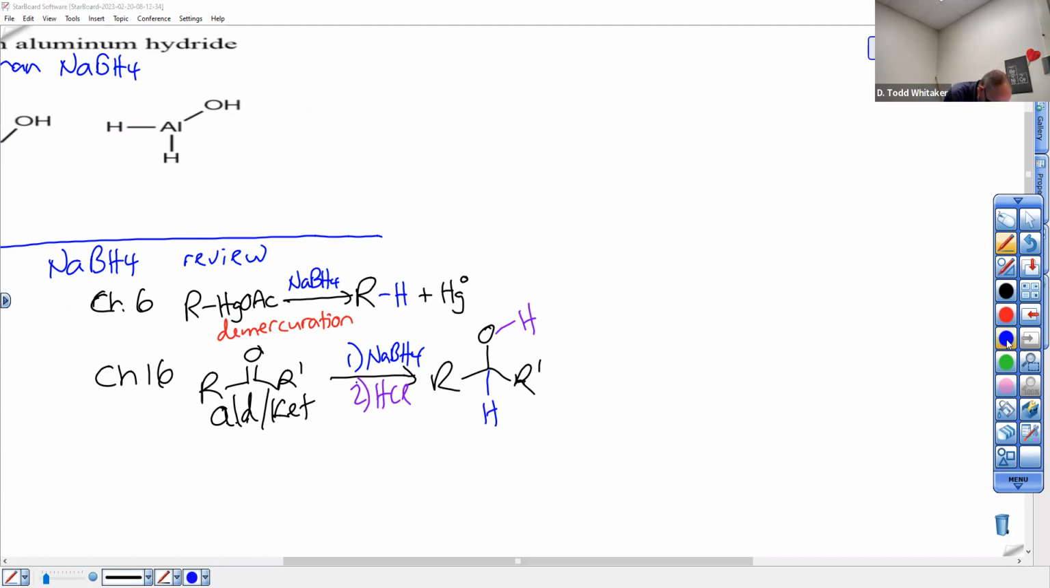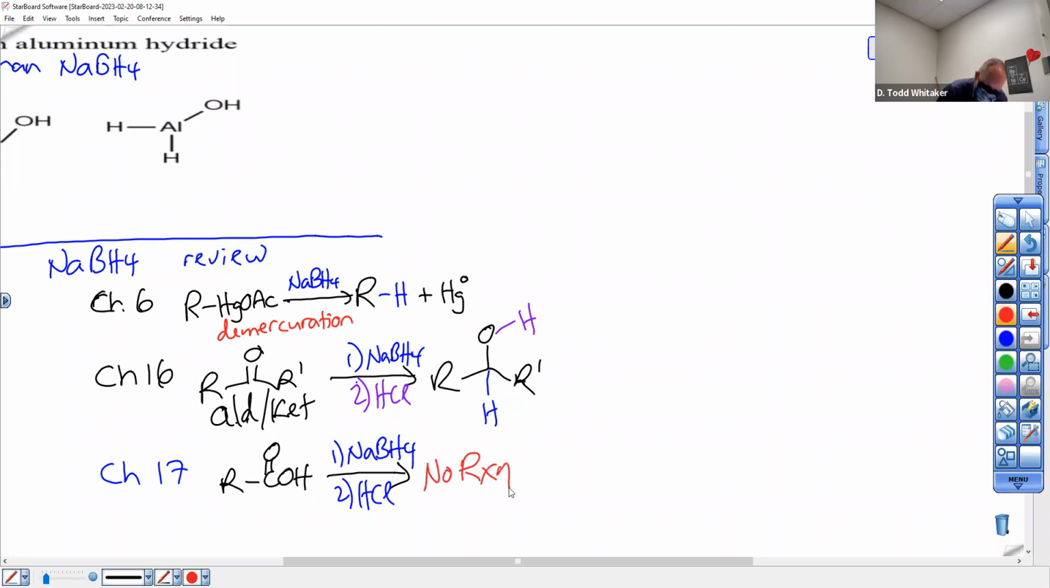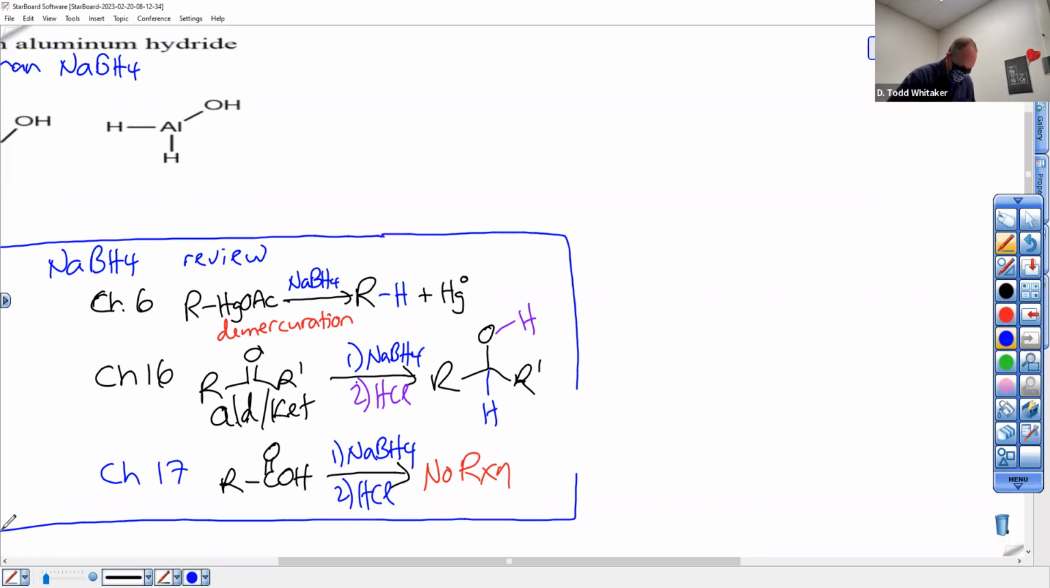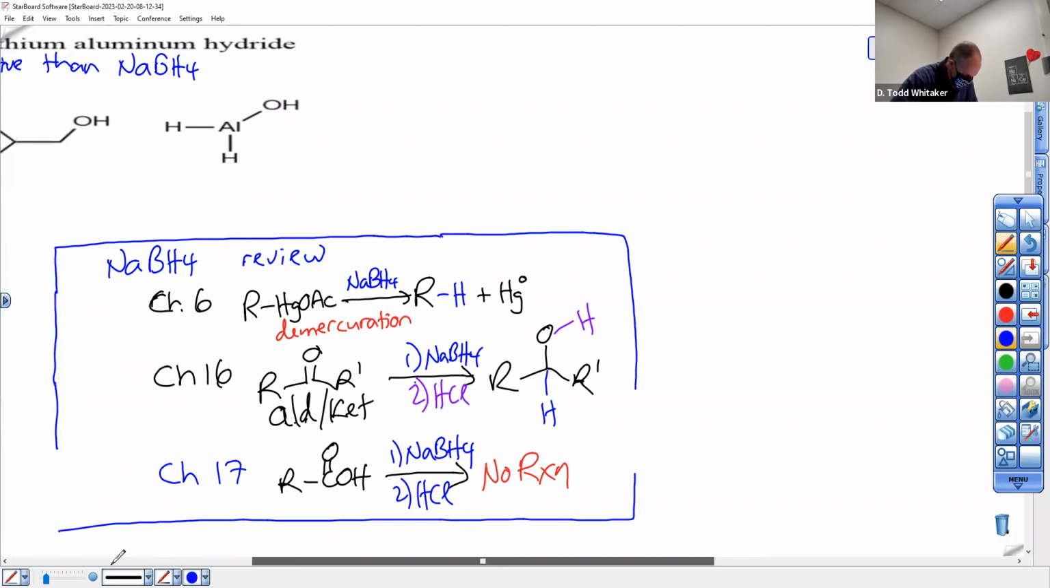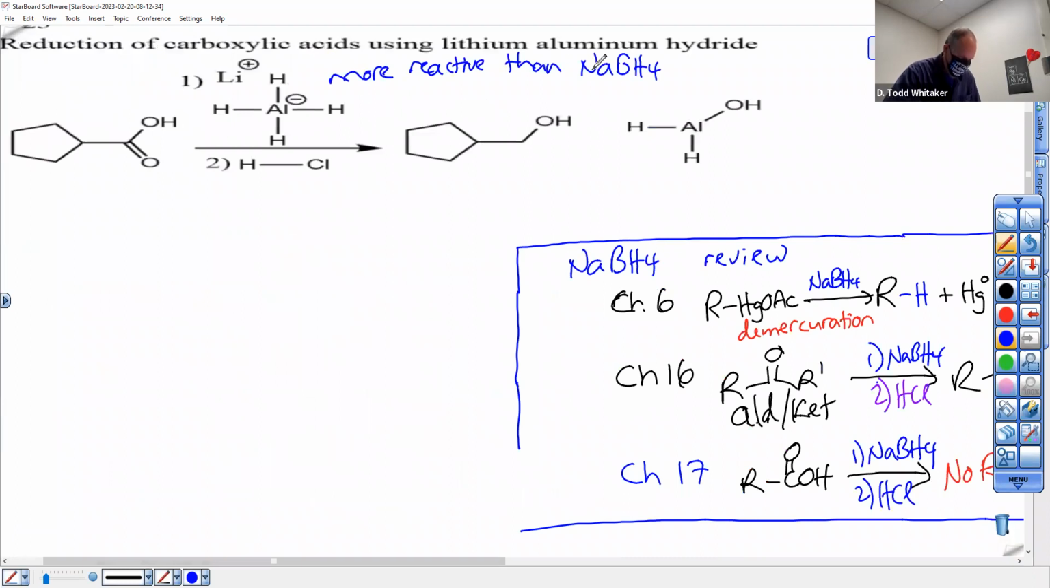Chapter 17, I'm going to put it here for a good point. The whole point here is that this reason it doesn't react, no reaction. So we need a more reactive chemical for chapter 17. And this brings to a close our NaBH4 review and motivates why we learned about lithium aluminum hydride being more reactive than NaBH4. The chemistry looks the same.